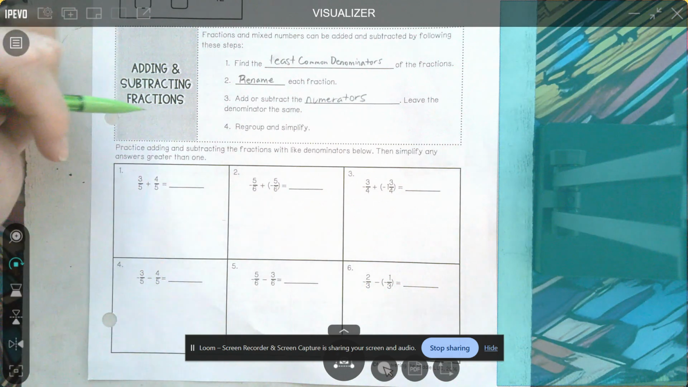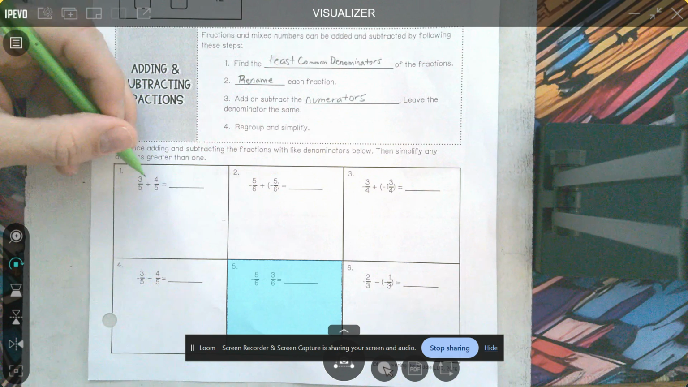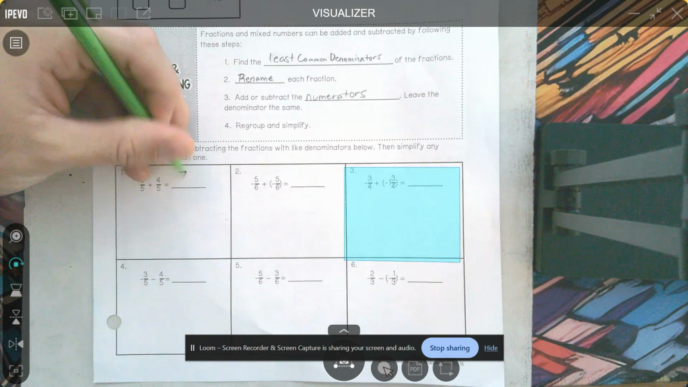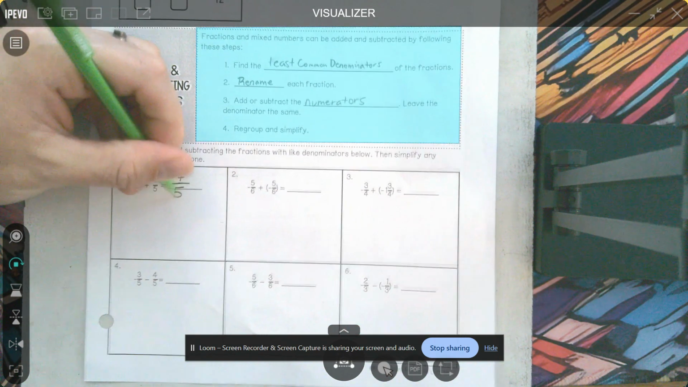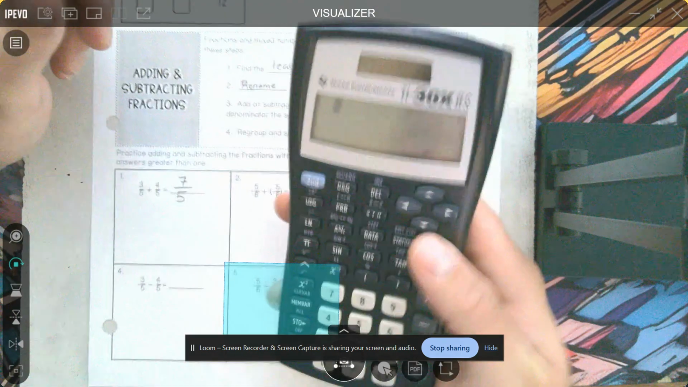First, ask yourself, number 1, 3/5 plus 4/5. Do we have common denominators? Yes, we do. So we can add straight across. 3 plus 4, add the numerators, is 7. 5 stays the same. Denominators will stay the same here. So 7/5.